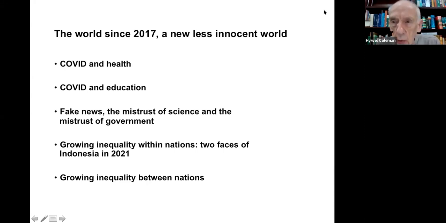So I'd like to have a look at some of these changes and think about the impact that they're having on the Sustainable Development Goals, the extent to which the SDGs can be achieved, and then longer term on development goals in general. So I'd like to look at COVID and health, COVID and education, the whole issue of fake news, and then growing inequality within nations. I'm going to give some examples from Indonesia, and growing inequality between nations.